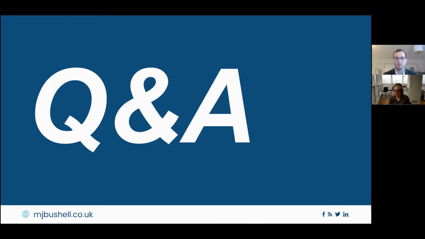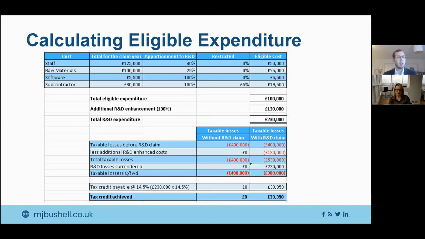And one final question we've got here. Presumably a loss-making company could make the claim that you showed in your example and carry forward the loss, in this case of 530,000, rather than take the credit. Yes. So if you wanted to, bringing up the example again, you can submit the claim, receive the extra £130,000 R&D enhancement, and then you could simply choose to carry forward the £530,000 loss instead of surrendering the loss for a cash payout.